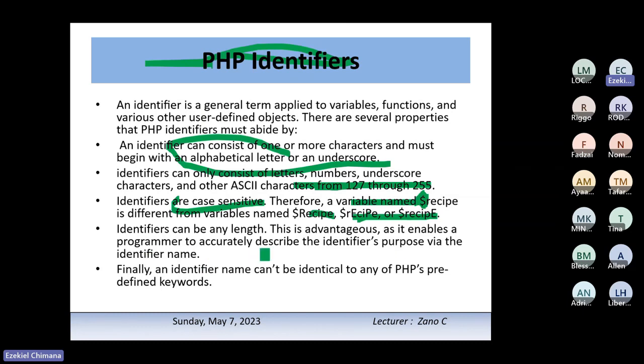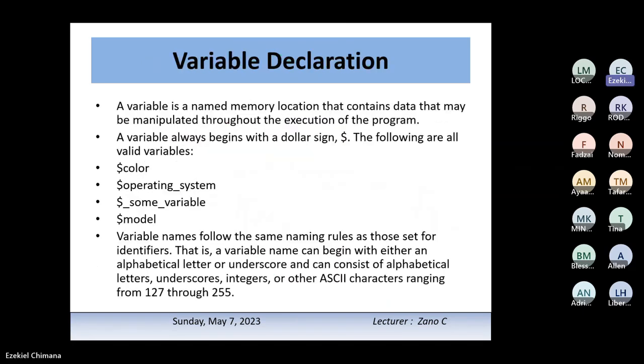So finally, an identifier name can't be identical to any of PHP's predefined keywords. I'm sure you know all these things about keywords. But in PHP, your variable must start with this character, the dollar character there. So a variable always begins with a dollar sign. I think this is what I wanted you to know here. If you want to write a variable, it must start with a dollar sign.